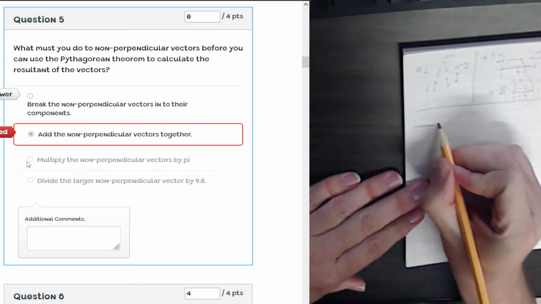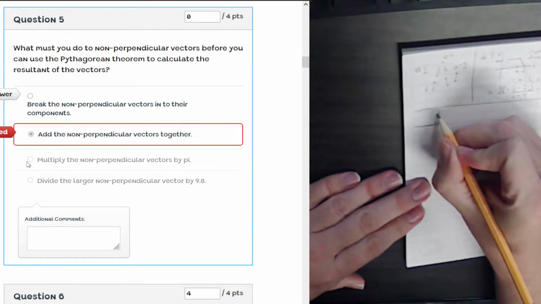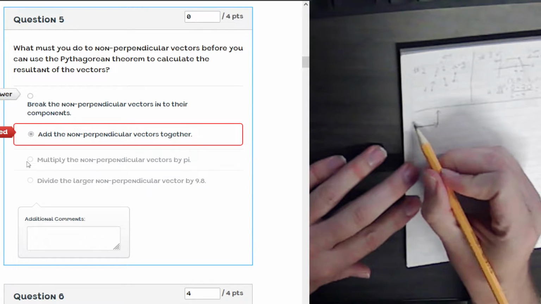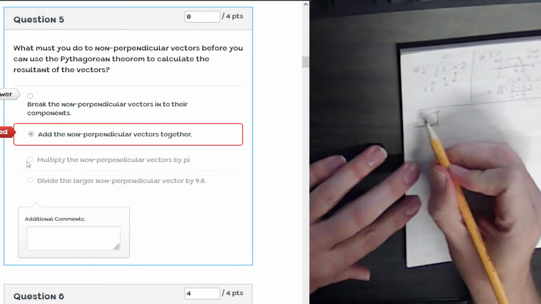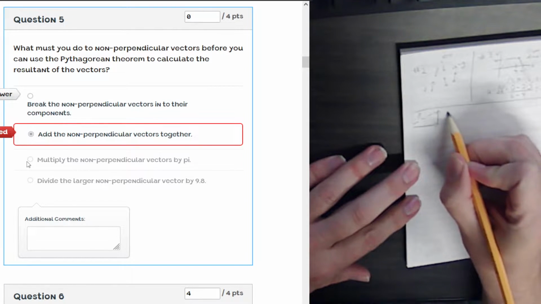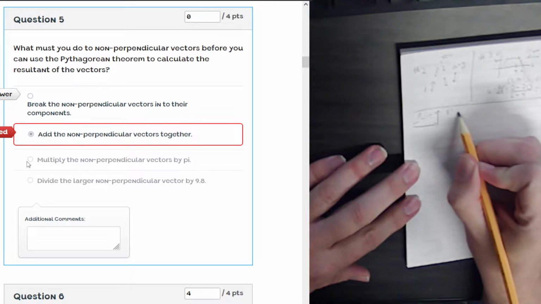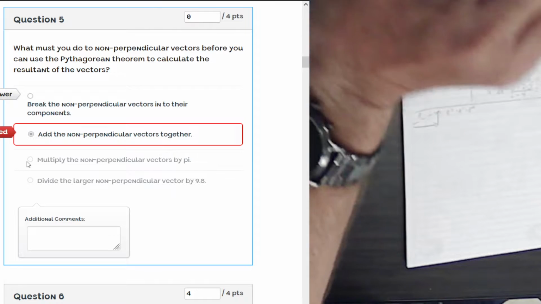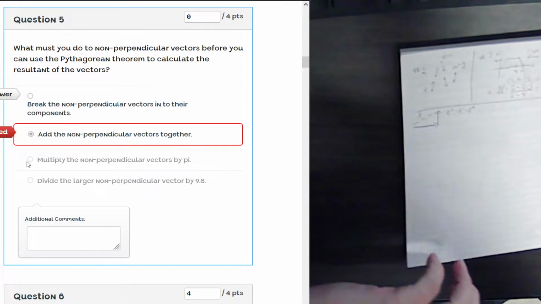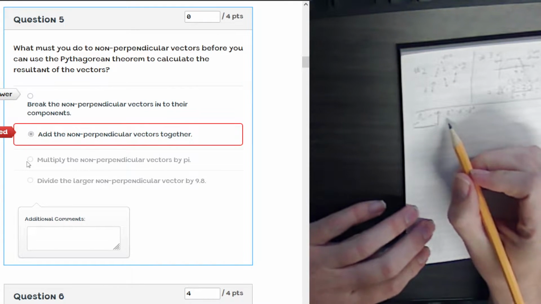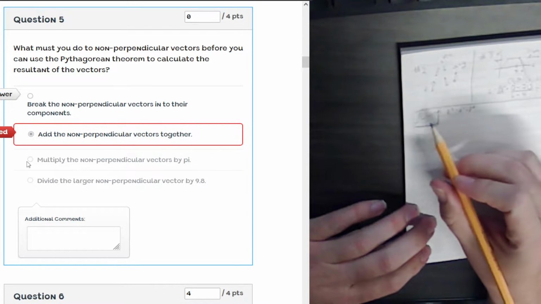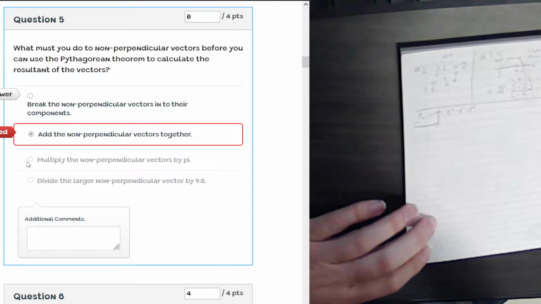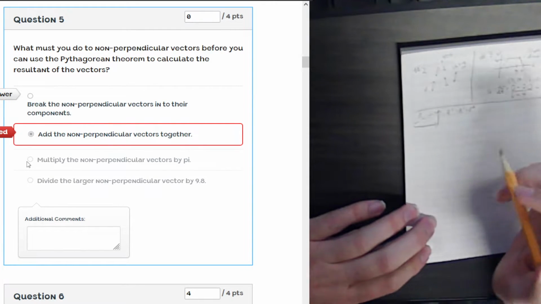So if you had a perpendicular vector here, and this one's perpendicular, so it's 90 degrees. To calculate the magnitude of our resultant, remember the resultant's right here. To find the magnitude of the resultant, we use the Pythagorean theorem. You could say a squared plus b squared equals c squared, and we say r squared for the resultant. And then, if we're finding the angle, that would be a different step. So it's saying, okay, if you want to do this, what do you have to do with vectors that are not perpendicular?